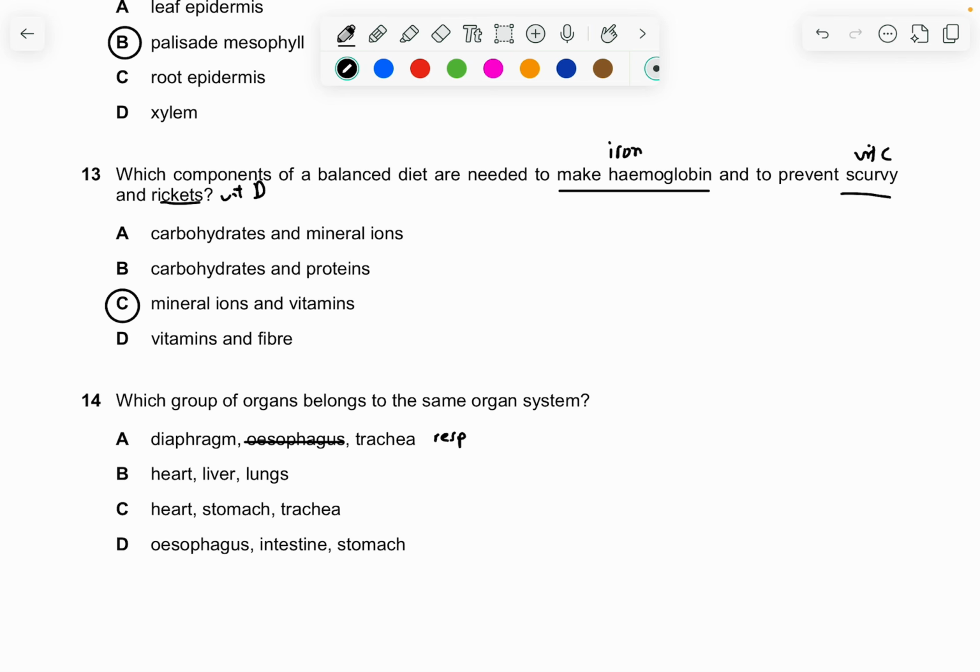Okay, so they are all from different systems. If we look at it from different perspectives, the heart is actually in the cardiovascular system, the liver is in the digestive system, and the lung is in the respiratory system. So B is out. C, heart, stomach, trachea. Okay, so the heart is actually in the cardiovascular system, the stomach is in the digestive, and the trachea is in the respiratory. D, esophagus, intestine, and stomach are found in the digestive system, or in the alimentary canal. So the answer is D.